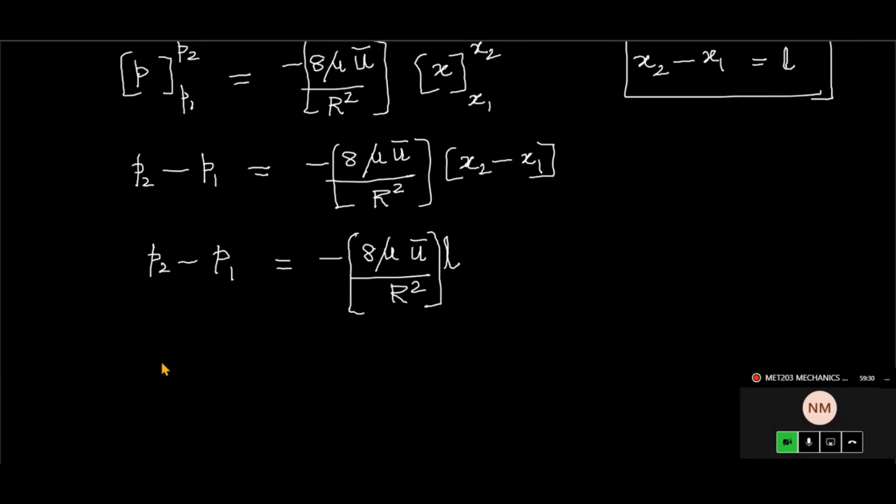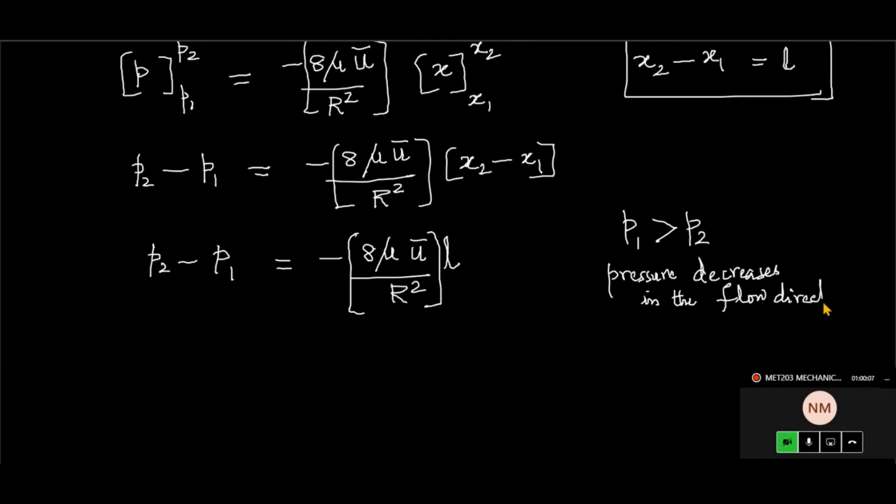Now many times we write this expression in another form, because we know that P1 will be greater than P2. So in the flow direction the pressure will decrease, a negative pressure gradient. That's why pressure loss is there due to viscous resistance, and we are trying to find that out. The pressure decreases in the flow direction, therefore P1 is greater than P2.